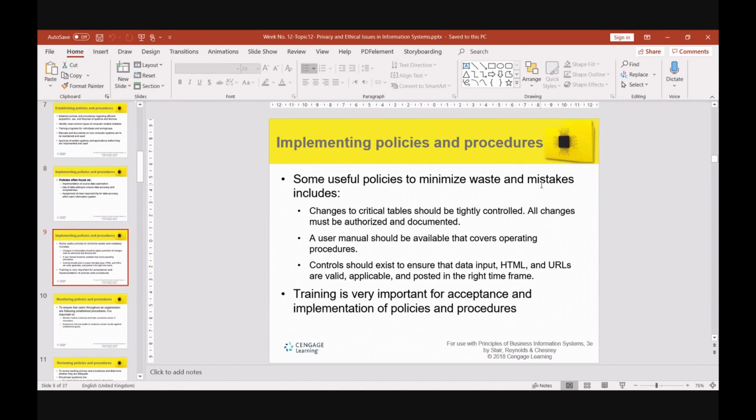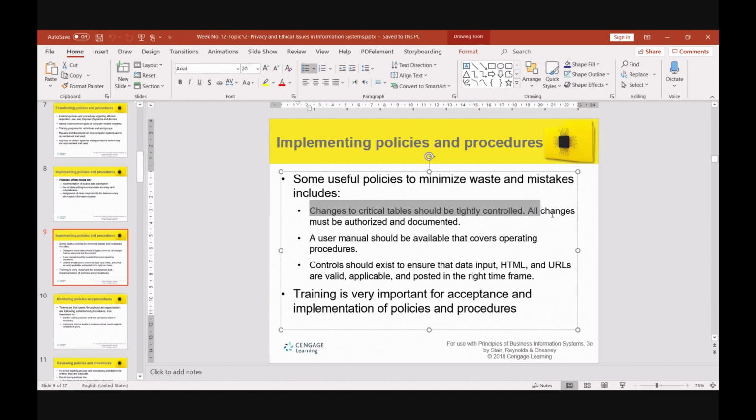Some useful policies to minimize waste and mistakes include, for example, that changes to critical tables should be tightly controlled. All changes must be authorized and documented. On PeopleSoft, there are many things that we cannot do, or we can do one time only. For example, we entered the attendance of the student. After 1 week, we cannot change it, right? Are you with me, guys? Yes, Doctor. So this is actually part of the policies. We have a policy that after 1 week, nobody can change that table because the table is very critical.